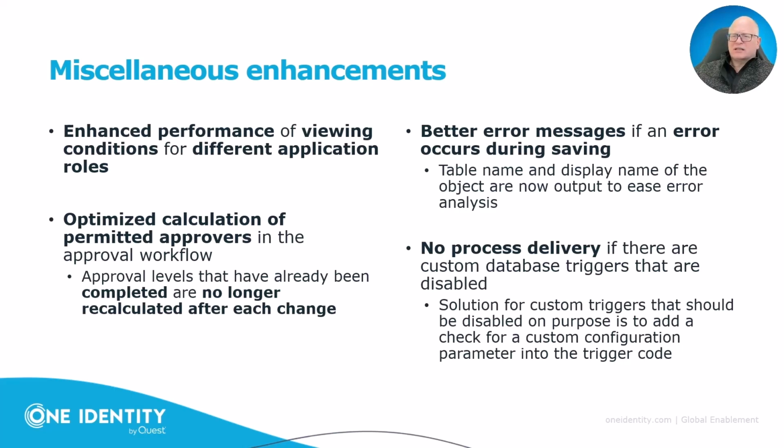Last but not least, no process delivery if there are custom database triggers that are disabled. This is a little bit a change to other stuff. If triggers are disabled, typically they are now in 9.2 not touched any longer. That means they are not used. That could cause a problem for people who are using disabled triggers by default. In this case, they have to change their code in a way that the right configuration parameter is used or not.